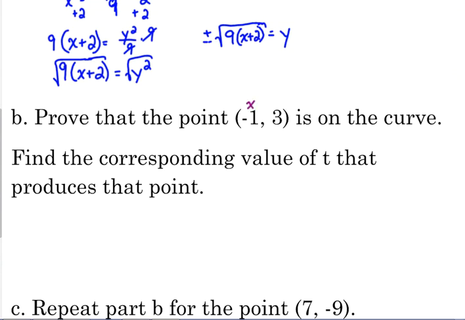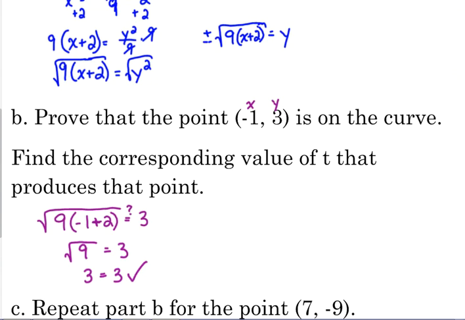X is -1, y is +3. So the square root of 9 times -1 plus 2 is equal to 3. That's our question. -1 plus 2 is +1. +1 times 9 is 9. So the square root of 9 we do know is +3. So it does check out that it's on the curve. We just plugged in the x and the y into the rectangular equation.